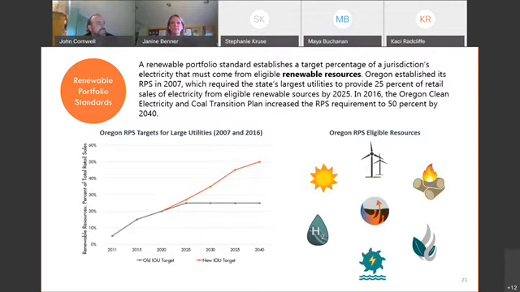You can see the increase in targets in orange that came about through the Oregon Clean Electricity and Coal Transition Plan. The figure on the right shows eligible resources under Oregon's RPS, which is fairly typical of RPSs around the country. It includes wind, solar, biomass and biogas, as well as geothermal. Oregon's RPS does allow some hydropower from efficiency upgrades to existing facilities or specific low-impact hydropower projects. Another eligible resource is hydrogen derived from renewable resources, but we don't have any of those facilities currently in Oregon, although there's potential in the future. Next slide, please.